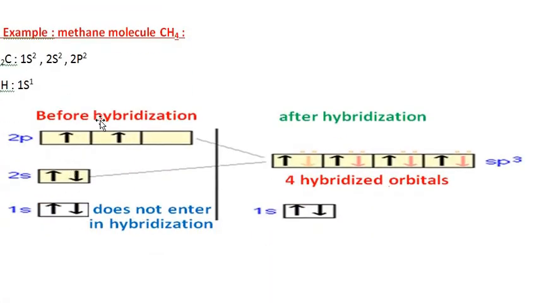For example, the methane molecule. In methane, there is one carbon atom and four hydrogen atoms. How are the bonds formed? The 2s orbital and the 2p orbitals are mixed together to form four equivalent hybridized orbitals. The unhybridized orbitals are different in shape and different in energy. After hybridization, four hybridized orbitals are formed, called sp3 orbitals, because they are produced from mixing of one s and three p orbitals.